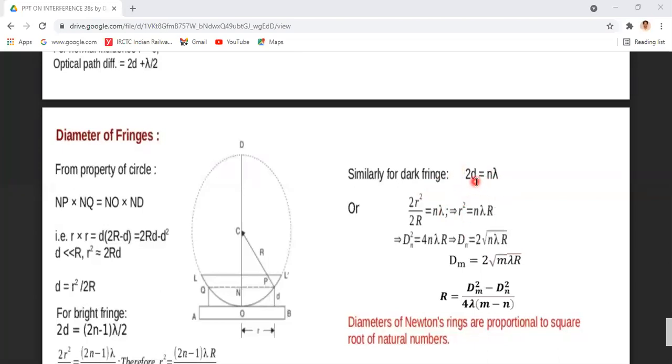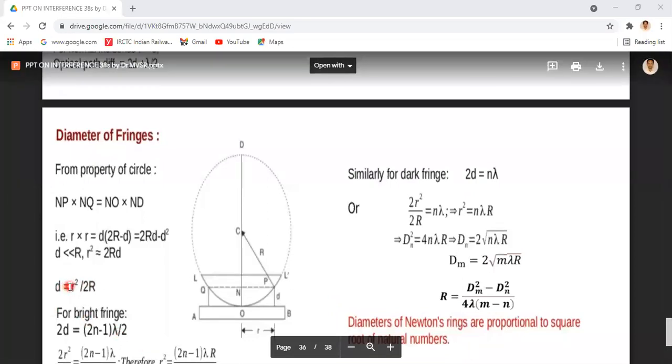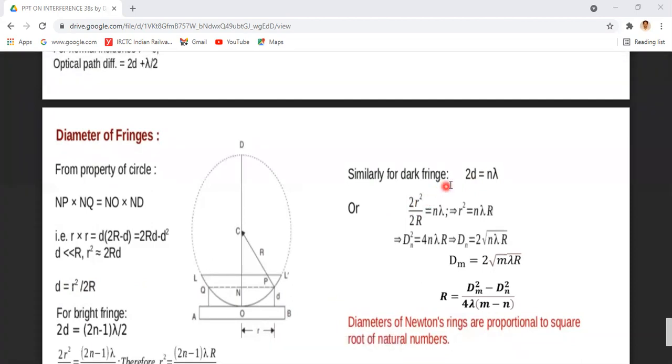So 2d is equal to n lambda, d means already we know that the value of d is equal to small r square by 2r. So 2d means 2 into d is nothing but small r square by 2r is equal to n lambda. So 2 to cancel, small r square is equal to n lambda r, but r is radius, radius is nothing but diameter by 2. So r square is equal to (d by 2) whole square, that is d square by 4, for the nth ring, the radius of the nth ring. So r n, n represents the nth ring. So r square n is equal to n lambda r.